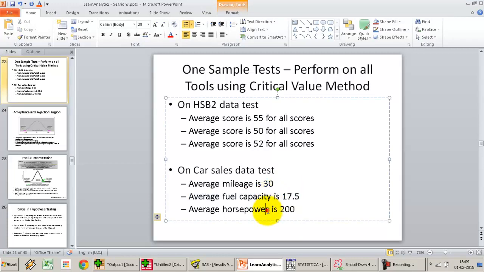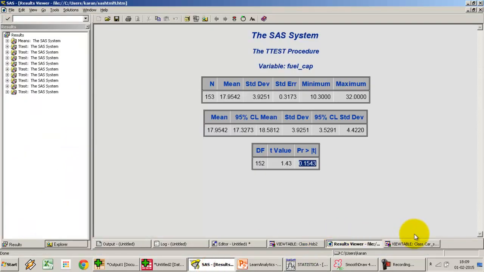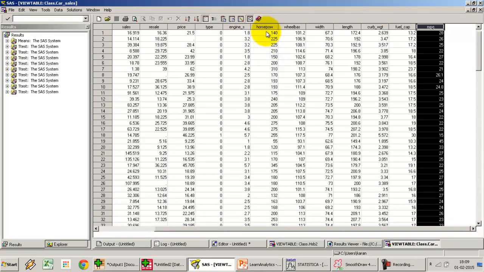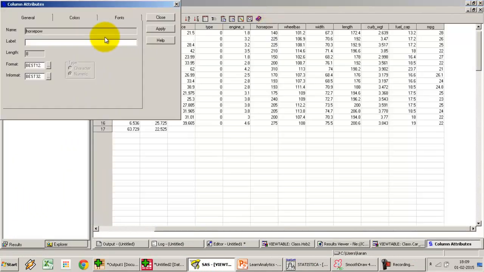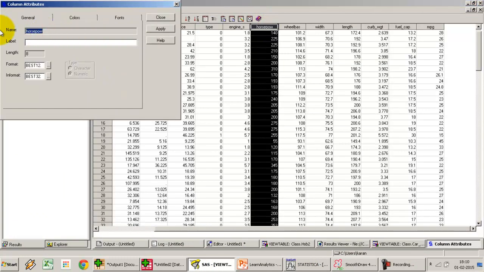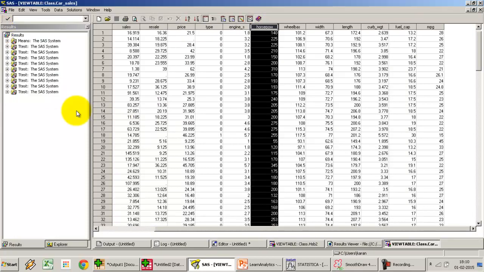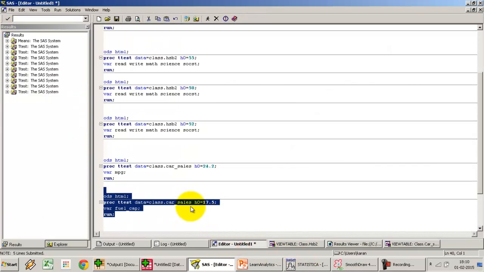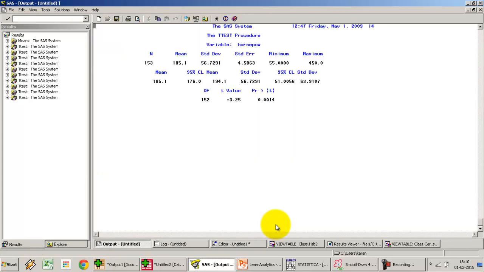Again, let's move on. Average horsepower is 200. Let's have a look. So the horsepower variable, the variable name is horsepower. So I'll just use that in the data set. I'll just change here horsepower, and H0 is 200. Let's put that in. And we have our code.